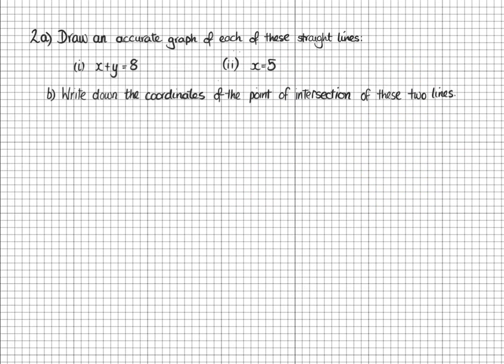Okay, question 2. We have to draw an accurate graph of each of these straight lines. So we've got x plus y equals 8, and we've got x equals 5. And then for part B, we have to write down the coordinates of the point of intersection of these two lines. Okay, so bear with me here.